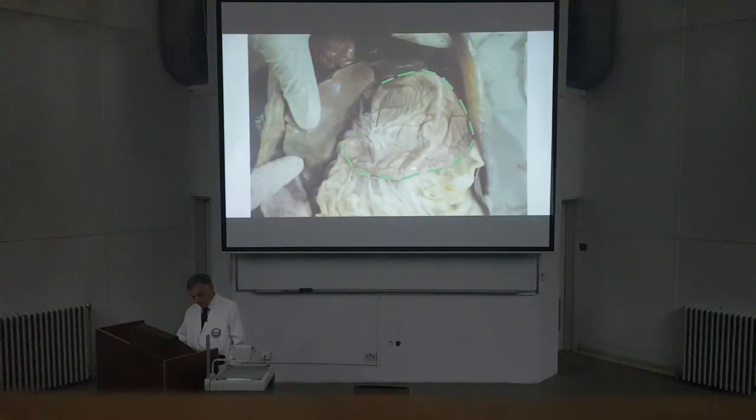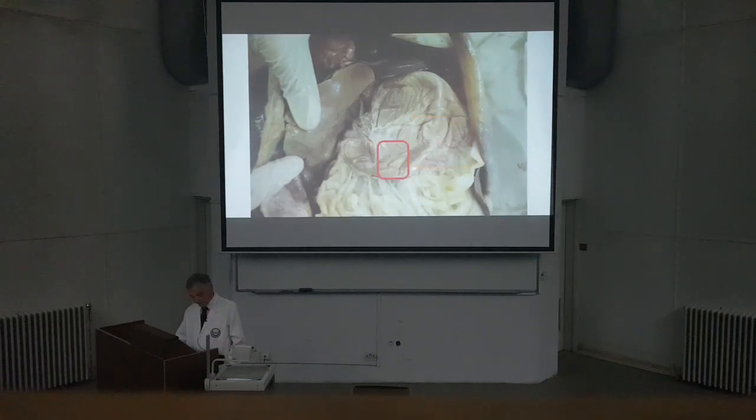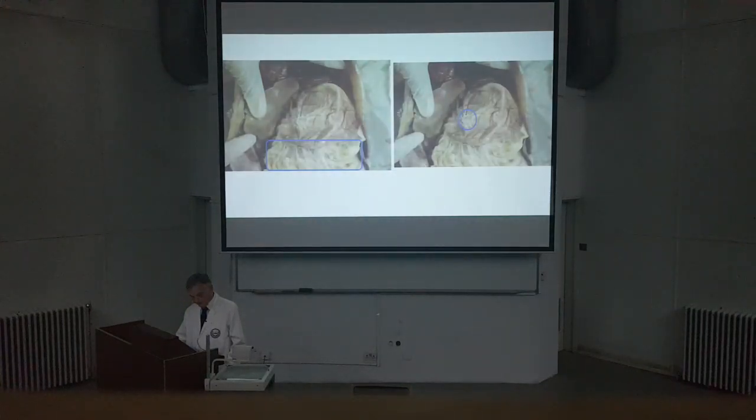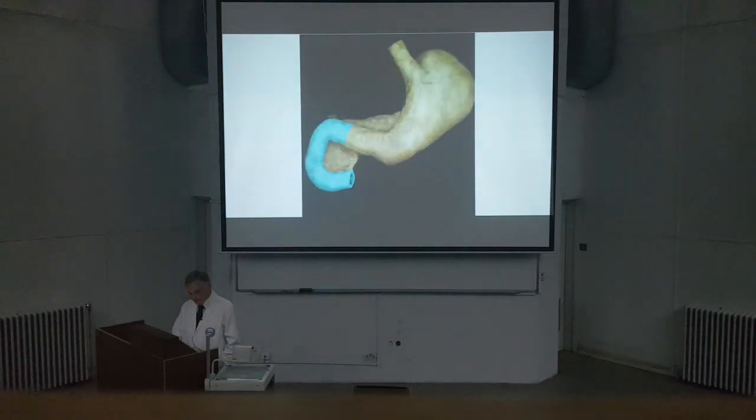This is also cadaver. The green line is indicating the greater curvature, lesser curvature. And this is fundus, body, pyloric area, pyloric sphincter. This is the lesser omentum, and this is the greater omentum hanging down. This is the pyloric canal when it is opened. It opens into the duodenum.